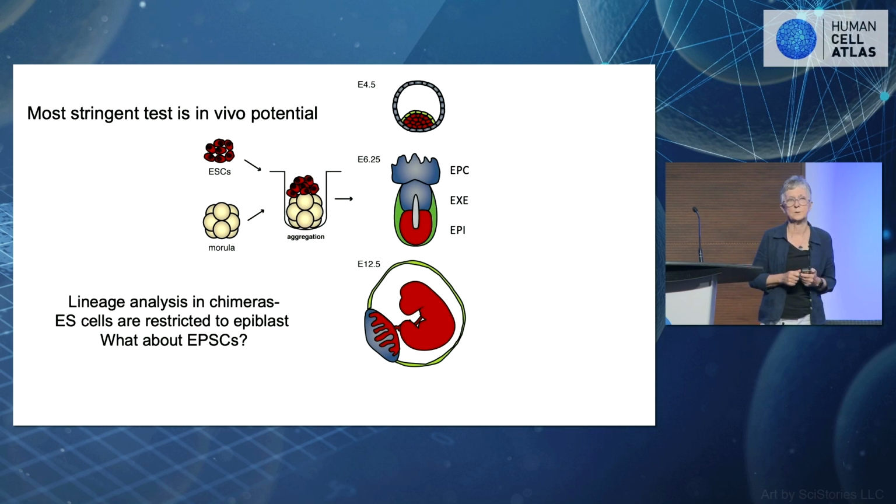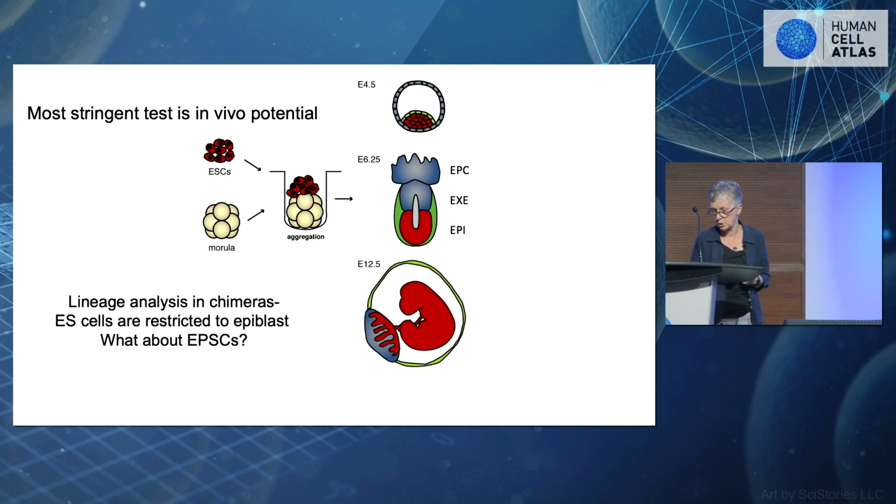But the most important test is really their in vivo potential. And this is work that my lab did. If you take normal ES cells and aggregate them with an 8-cell embryo, and you make them red with a fluorescent marker, or green, as you're going to see in a minute, then they'll make a blastocyst and post-implantation embryos. And if the ES cells are pluripotent, they'll only contribute to the epiblast.